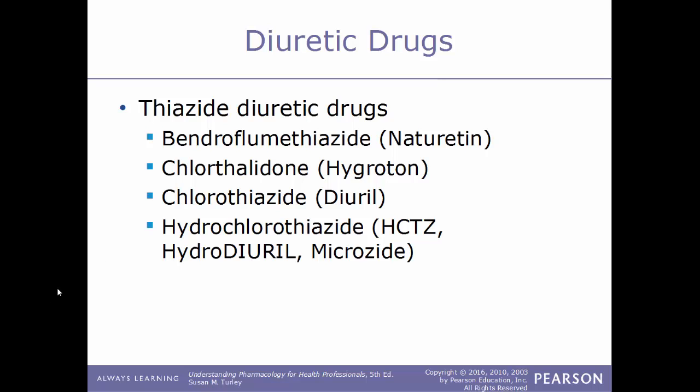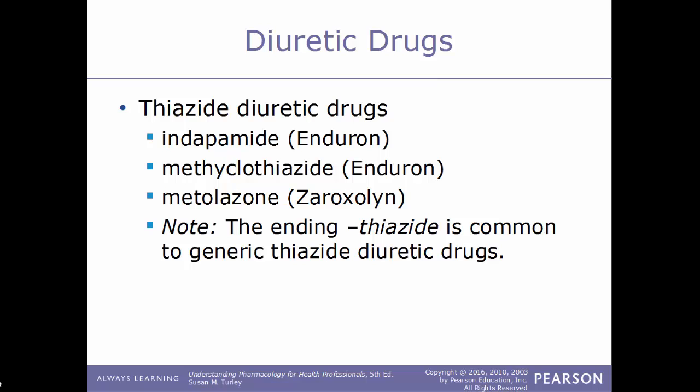As these drugs are listed here, you have the generic name first and then the trade name in parentheses. So some examples of this category would include bendroflumethiazide, sold under the trade name Naturetin; chlorthalidone, sold under the name Hygroton; chlorothiazide, under the name Diuril; and hydrochlorothiazide, sold under the name HCTZ or Hydrodiuril or Microzide. Some other examples of this class: indapamide and also methyclothiazide. Both of those are sold under the name Enduron; metolazone, sold under the trade name Zaroxolyn.